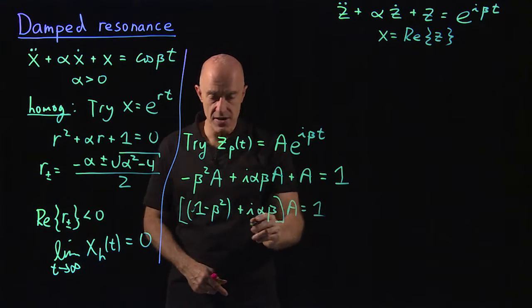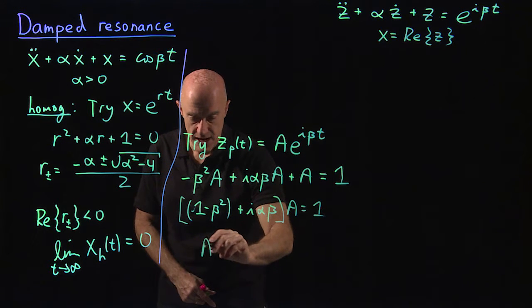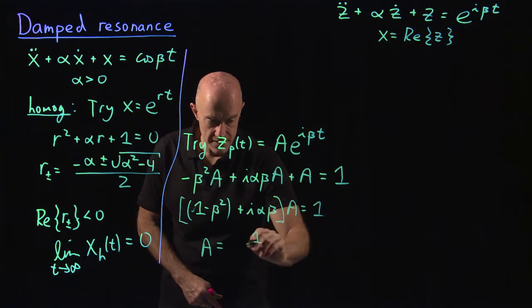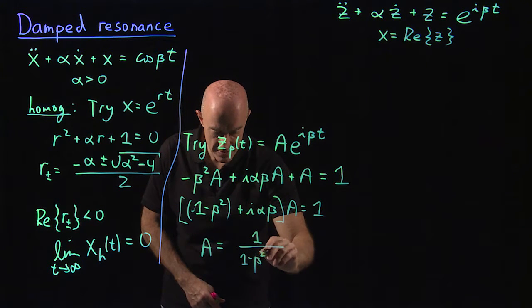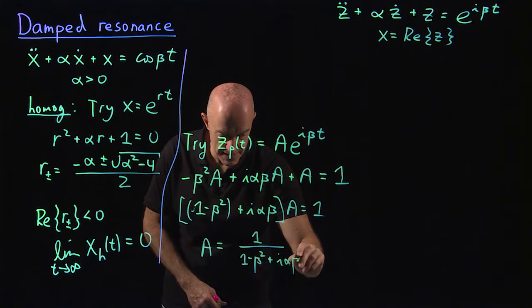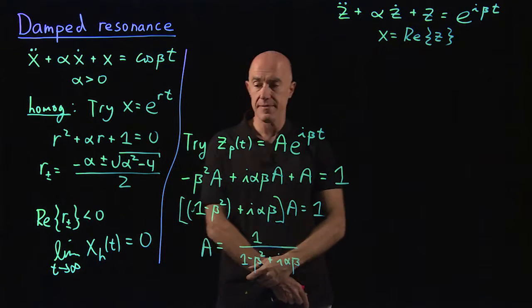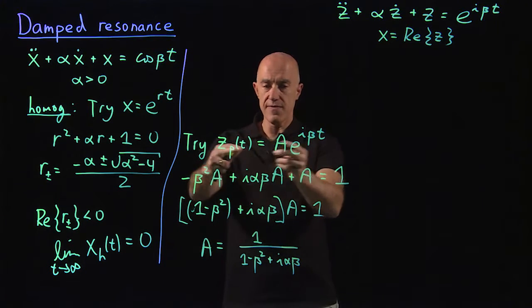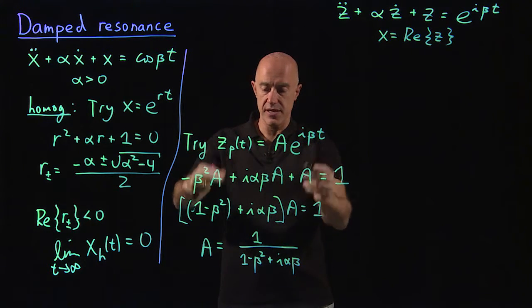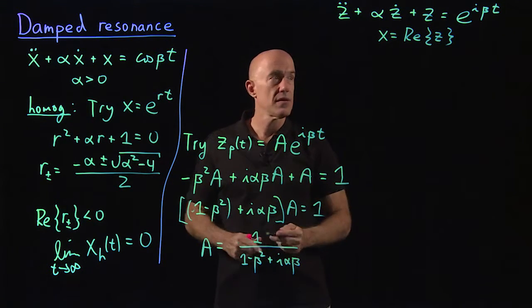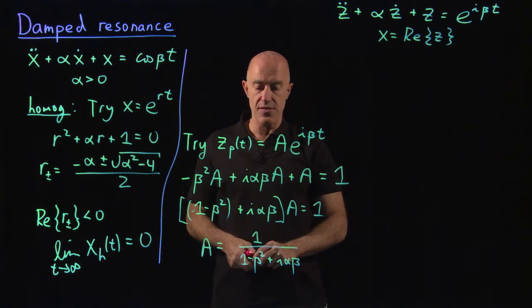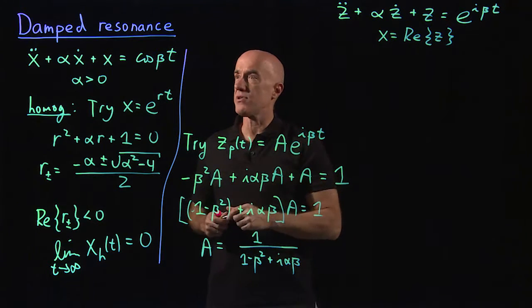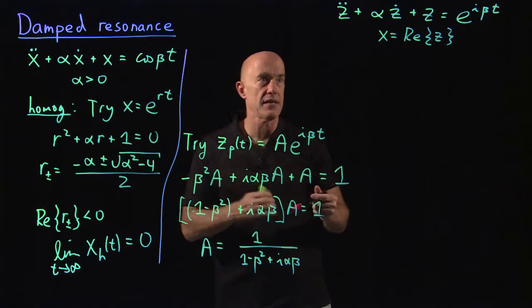And we have here then a solution for a. So a is equal to 1 over 1 minus beta squared plus i alpha beta. Okay. We're looking for our particular solution, and we found a. We can put that together. But I think now I want to consider the resonance case.